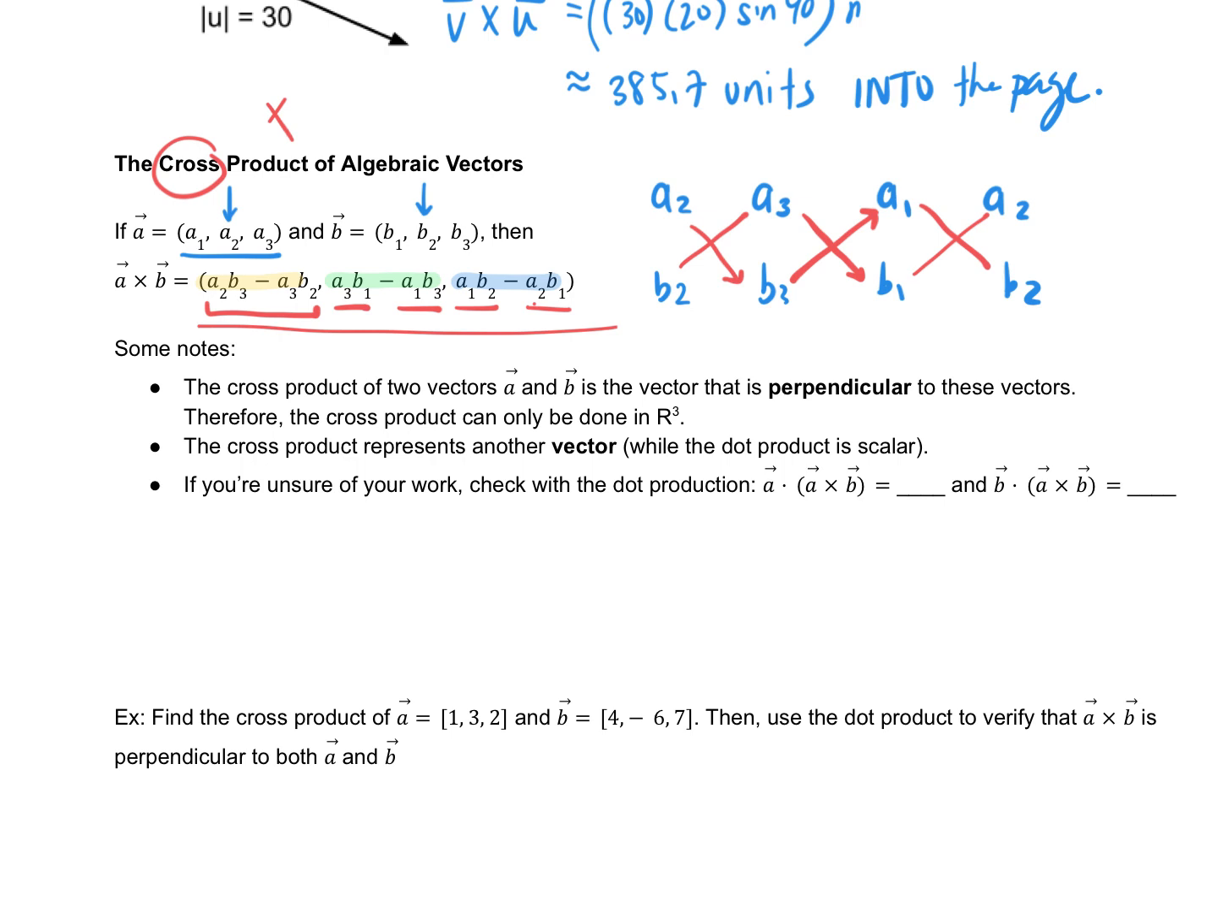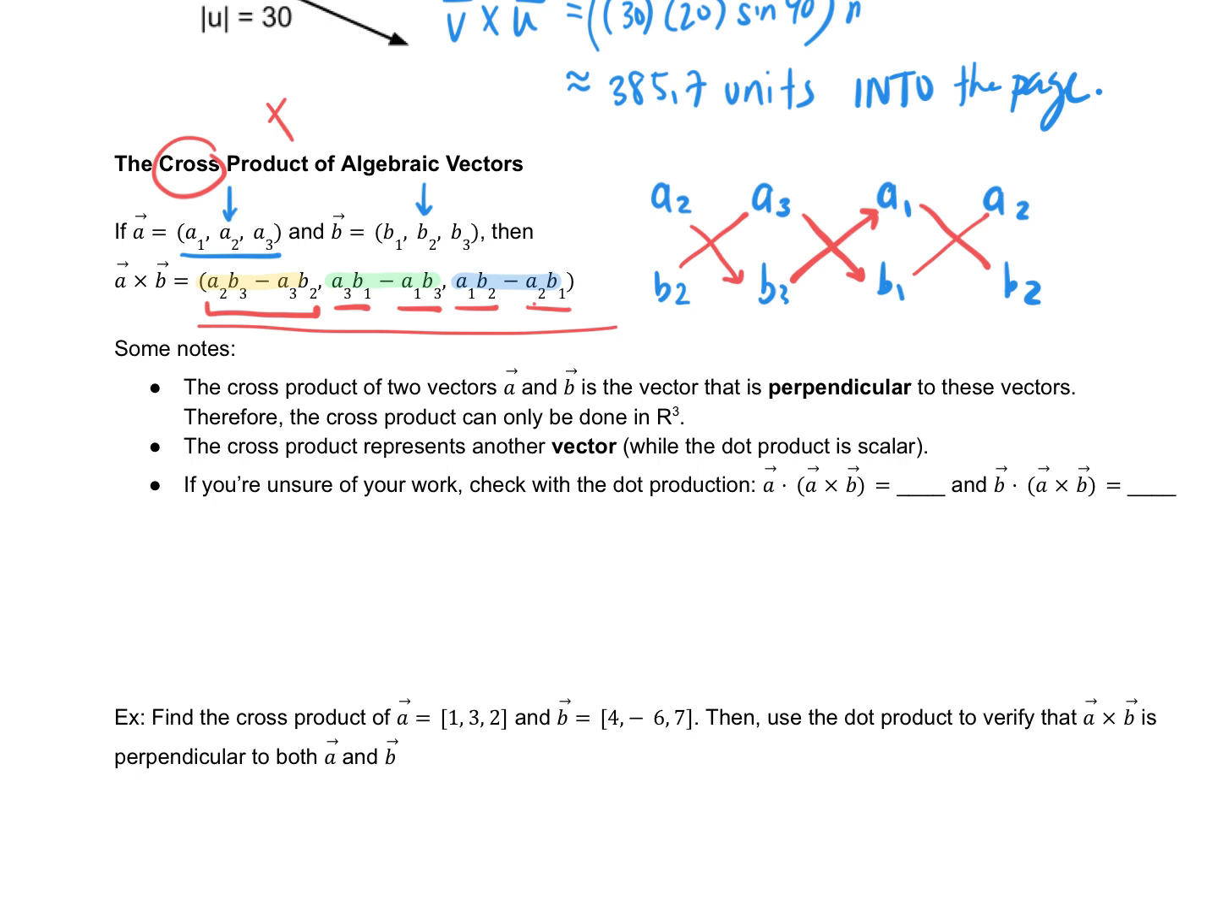You need that three-dimensional space. Because if you have two vectors in 2D, a vector that is perpendicular to both of them would have to be out of that page, which now makes it three-dimensional space. And the cross product represents another vector, so unlike the dot product, which is scalar.